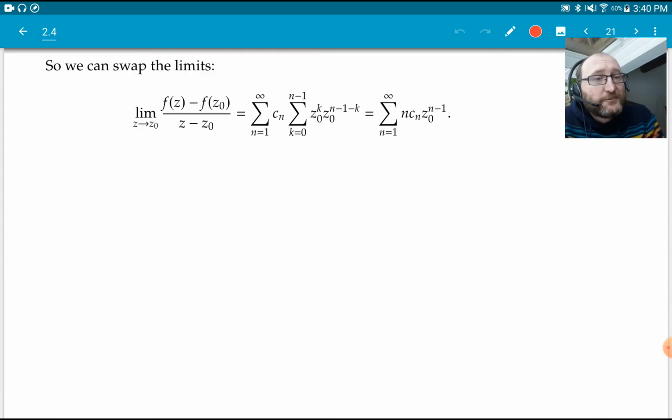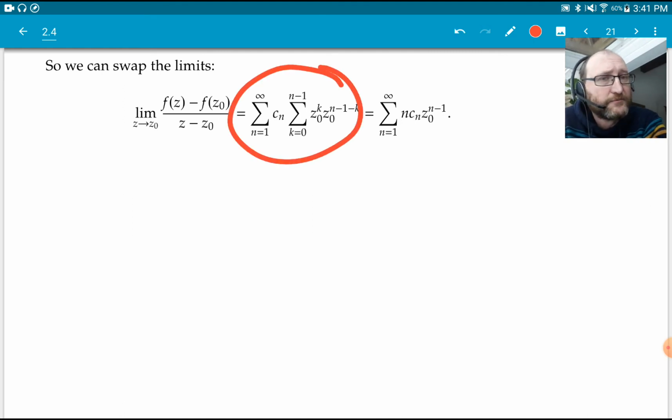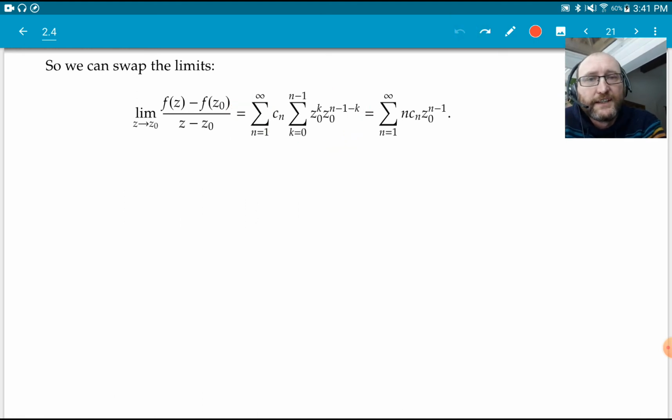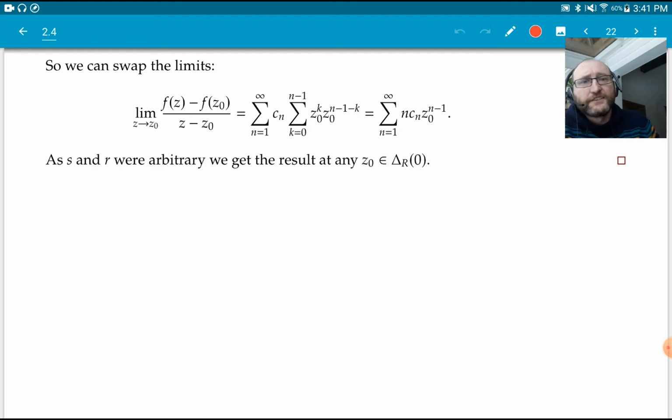So that means we can swap the limits. We can take the limit, because the limit of this now exists. It's the limit inside, because inside we can clearly take the limit. This is just a polynomial, and we know what the limit inside is. It's precisely the derivative. So we could differentiate now.